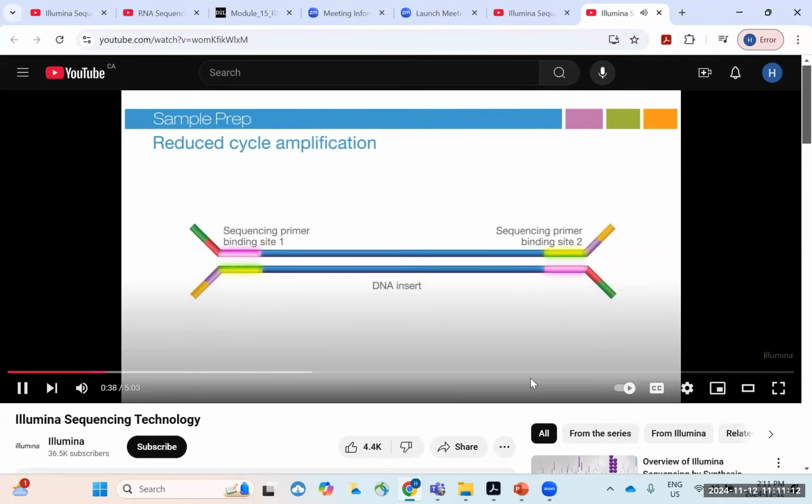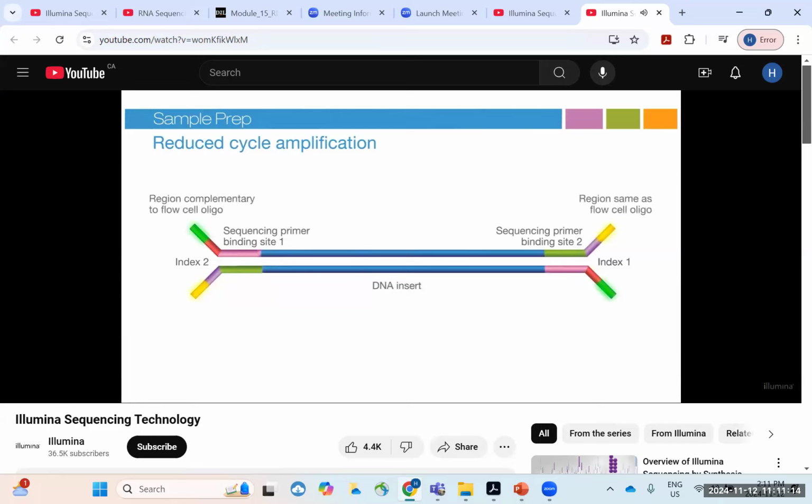The sequencing primer binding sites, indices, and regions that are complementary to the flow cell oligos.